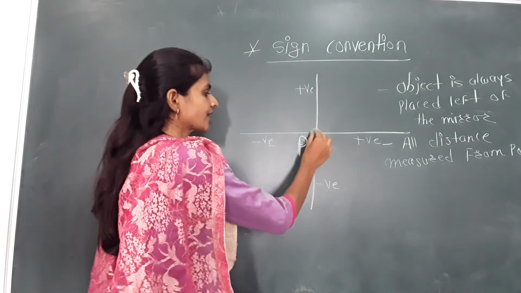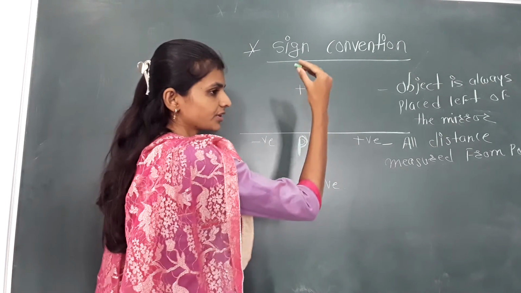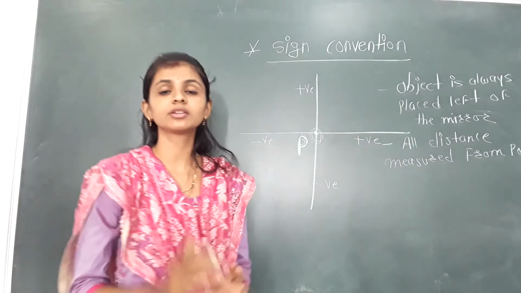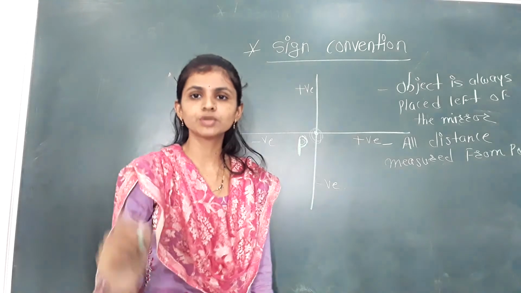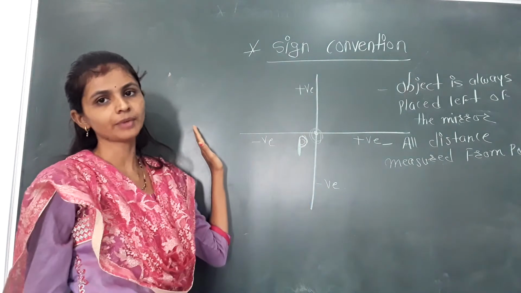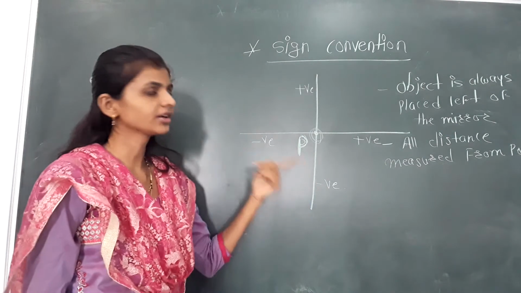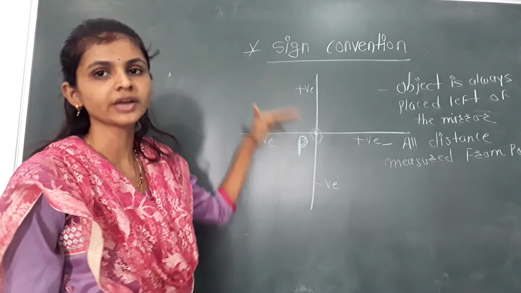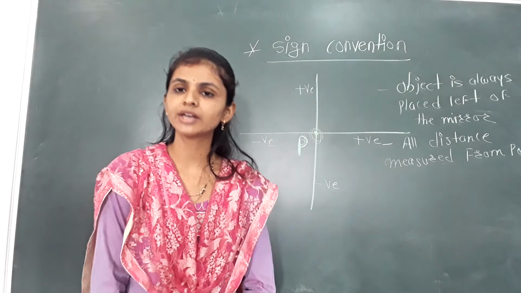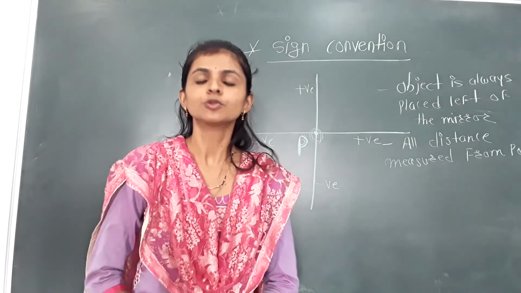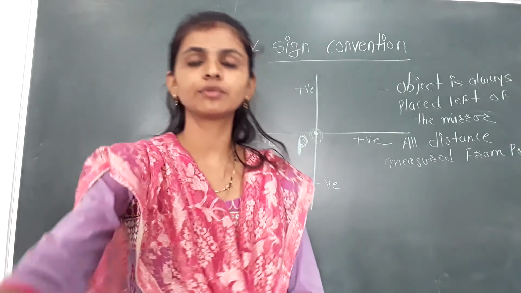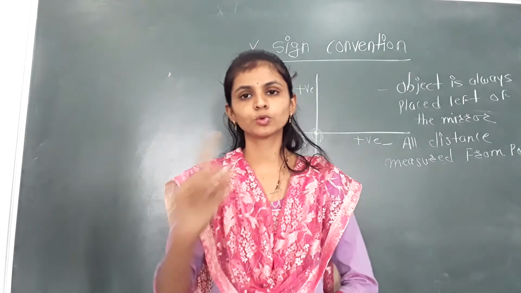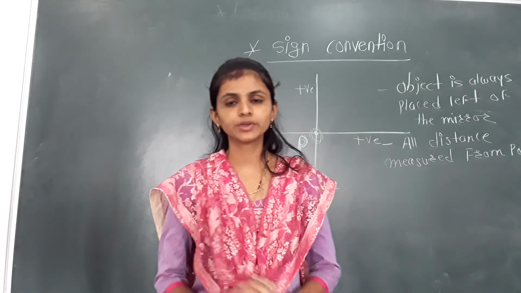From the origin, if the image or object is on the right hand side, it has a positive sign. If it is on the left hand side, it has a negative sign. Related to height, if the height is above, it has a positive sign, and if it is below, it has a negative sign. So students, these are the things related to the sign convention. I have one chart on the sign convention, which I will forward to you, so you will get the exact idea.